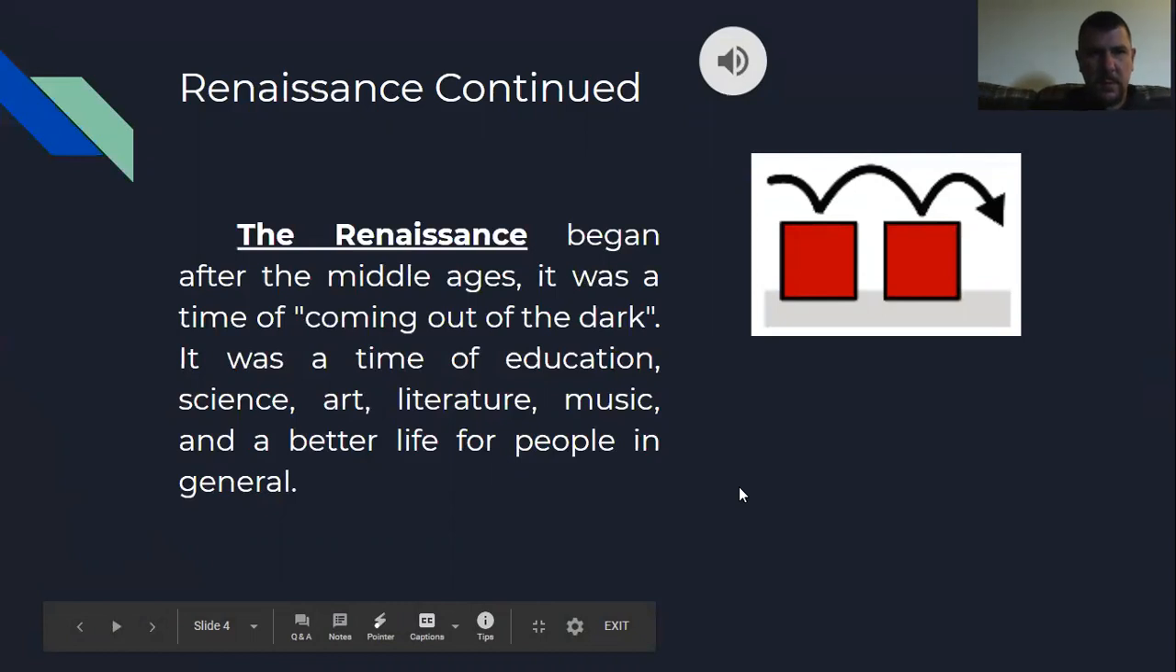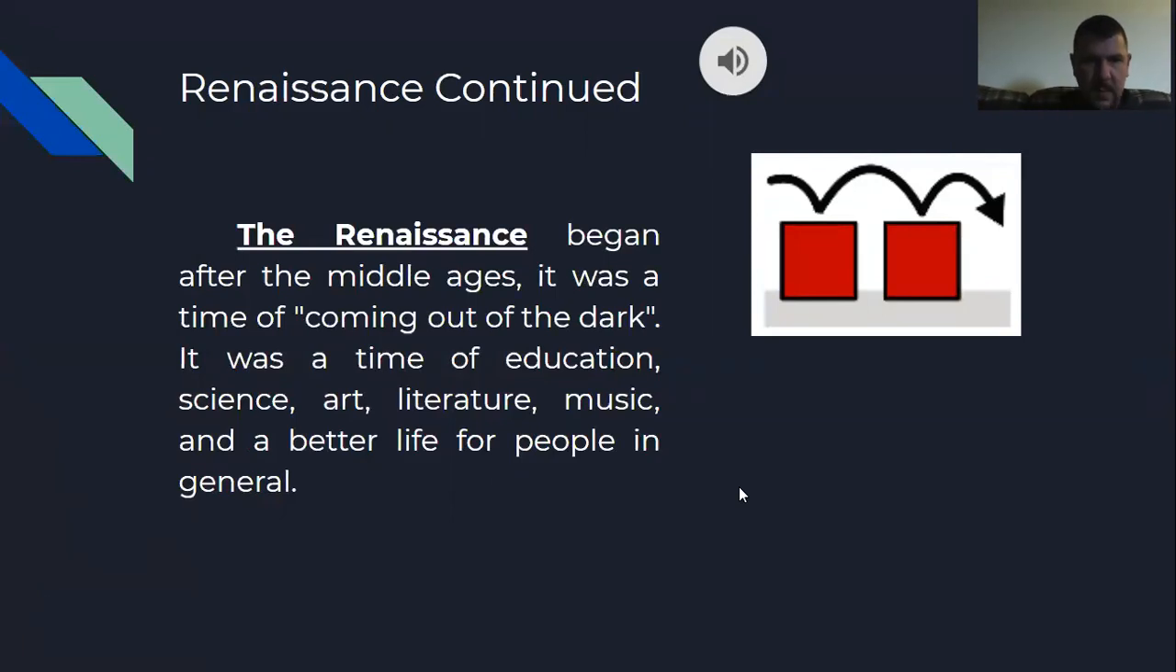Renaissance continued. The Renaissance began after the Middle Ages. It was a time of coming out of the dark. It was a time of education, science, art, literature, music, and a better life for people in general.